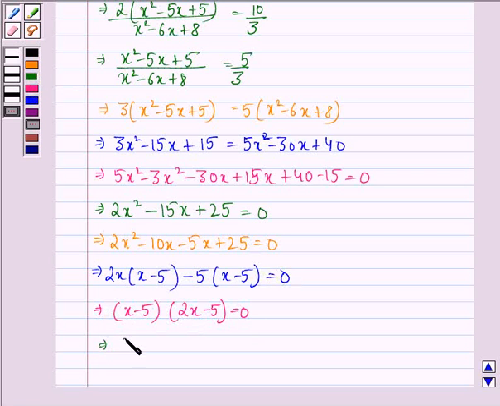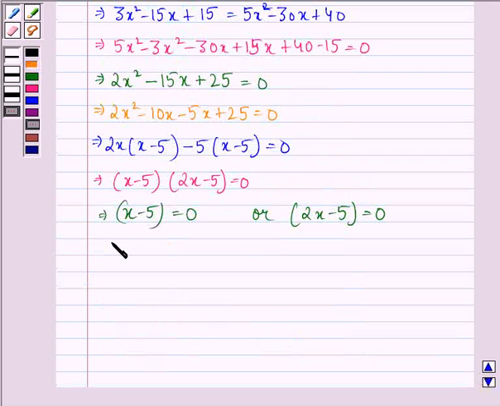This implies that either x - 5 = 0 or 2x - 5 = 0. This implies x = 5 or x = 5/2. So our answer to this question is that either x = 5 or x = 5/2.